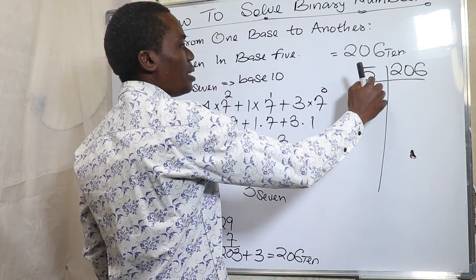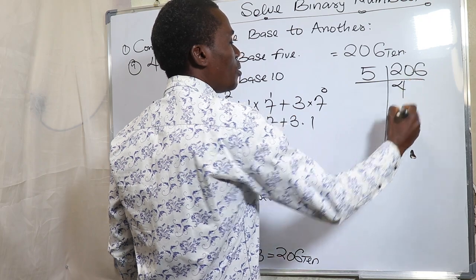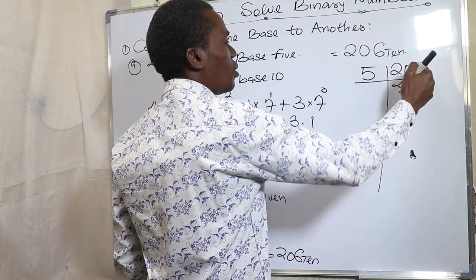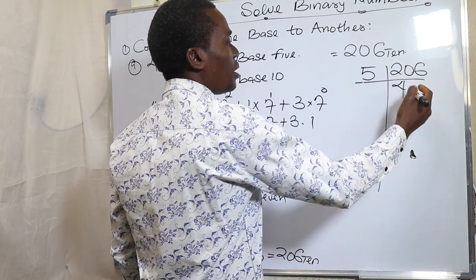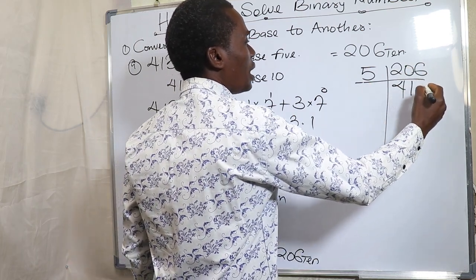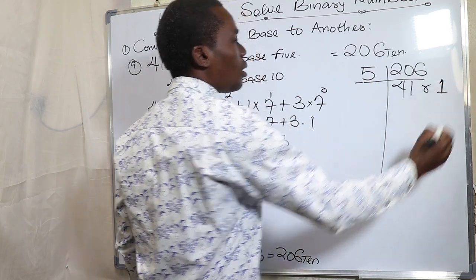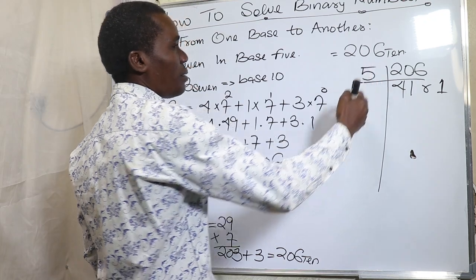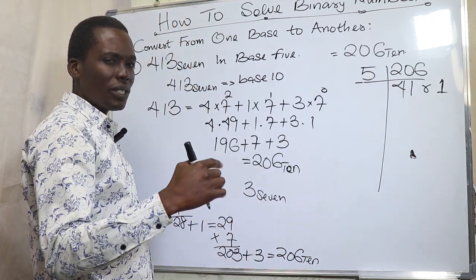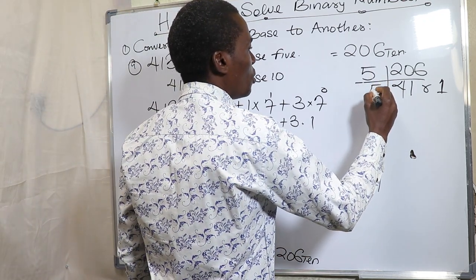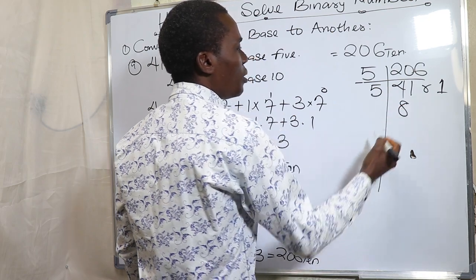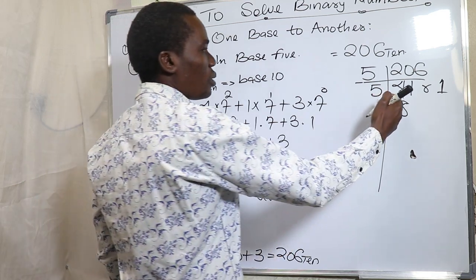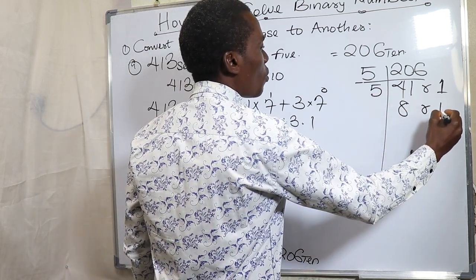So 206 divided by 5 is going to give us 41, with remainder 1. If we divide this again, 41 divided by 5, 40 divided by 5 will give us 8, because 8 times 5 is 40. And we have 41. So 41 minus 40 is going to give us what? 1 remainder.